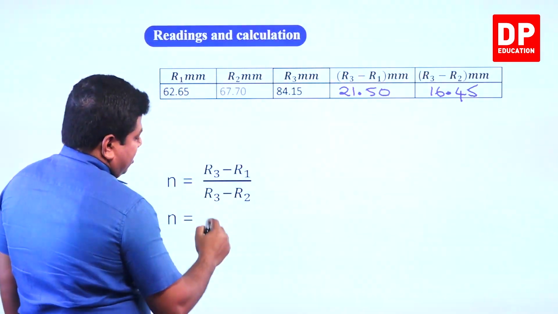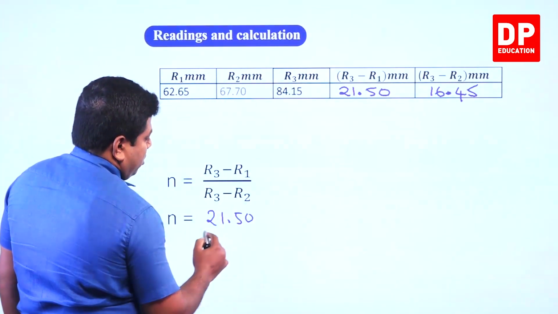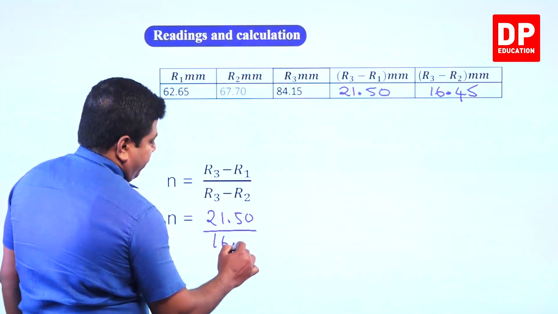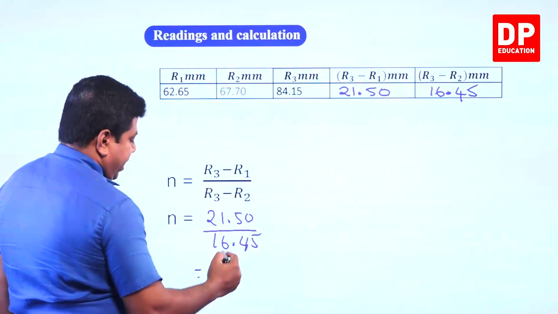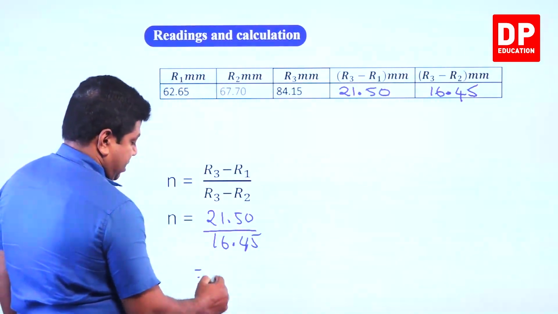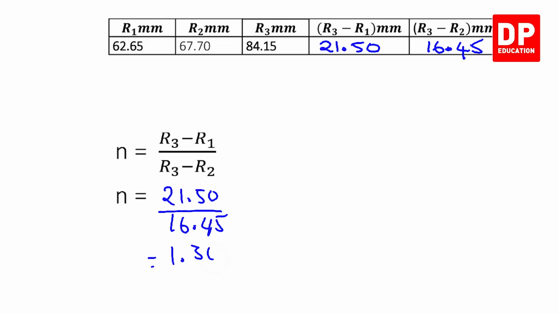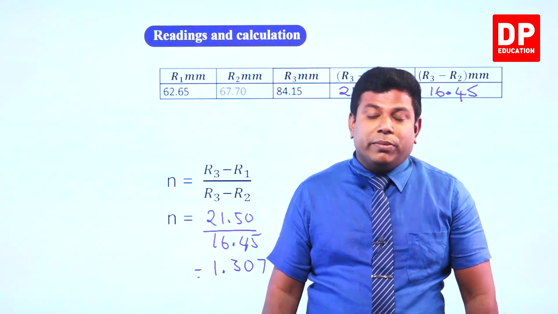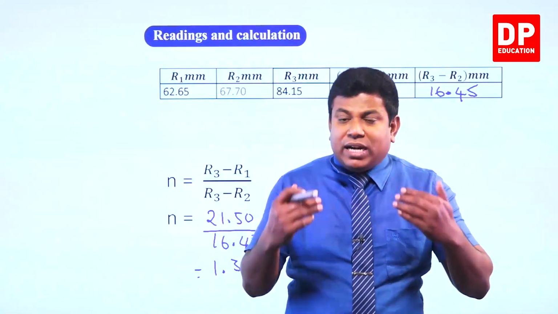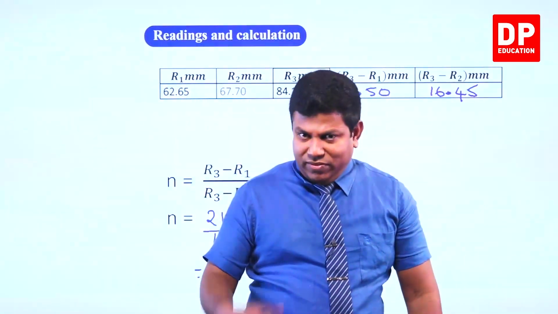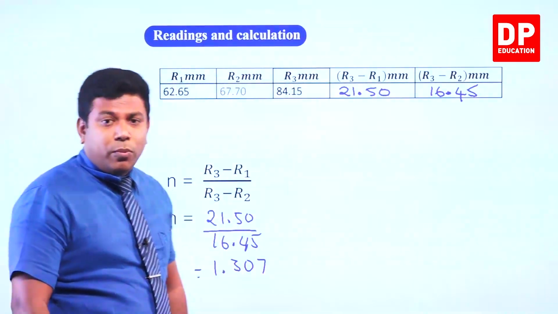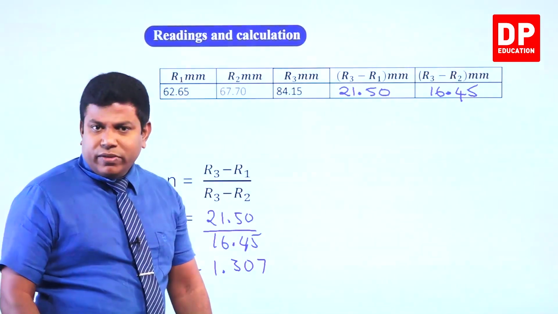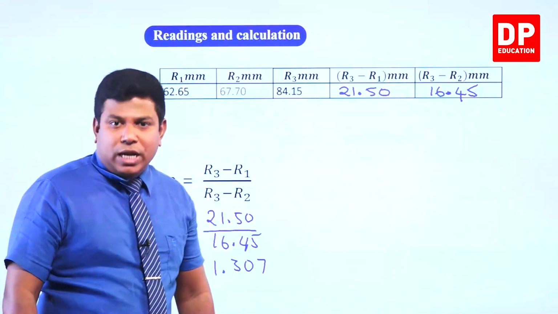We'll use it here. R3 minus R1, 21.50, divided by 16.45. If you divide it, the answer you are getting for this is 1.307. In 3 decimals, 1.307. That's the refractive index of water we are getting from this experiment. Right? You know, the refractive index of water has to be 4 by 3. That's what we study in theory. That's 1.33. We are getting 1.307, very close to the actual value.